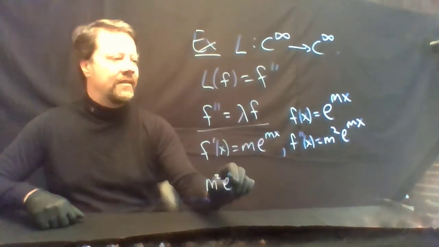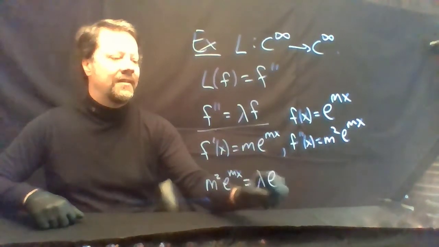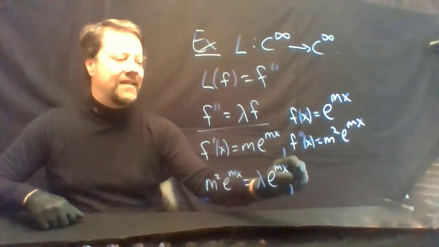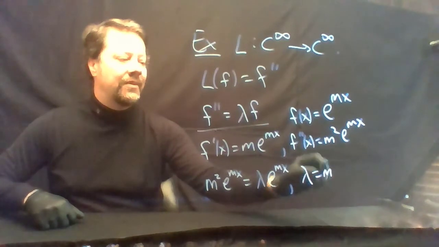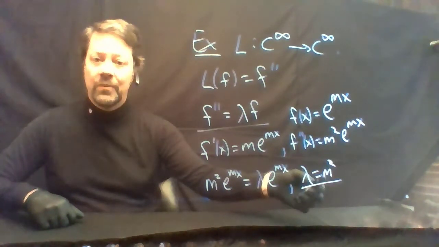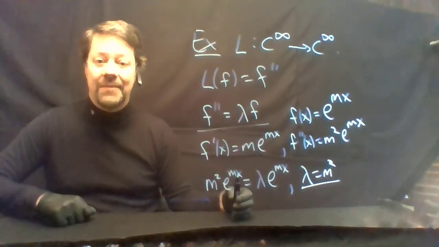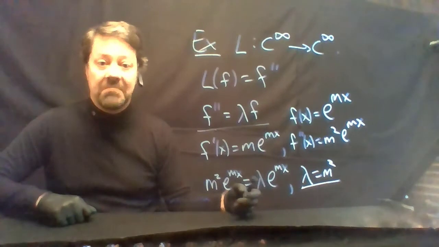So if a function of this form satisfies this equation for the eigenvalues, then we have m squared e to the mx equals lambda times e to the mx. That implies then that lambda is equal to m squared. What values of m will work? We get lambda equals m squared, where m is any complex number.